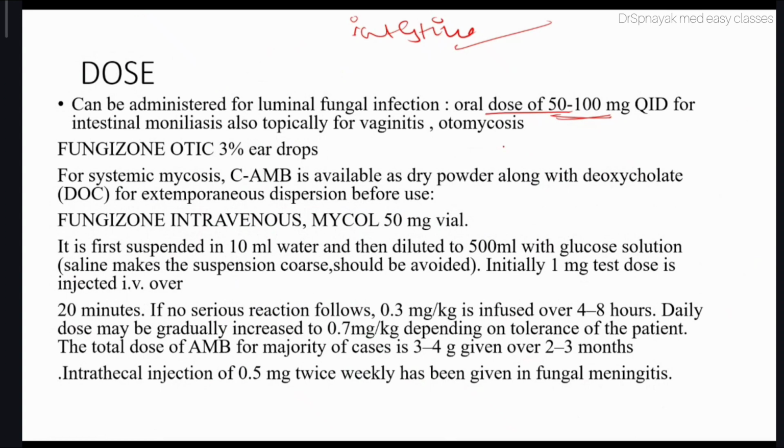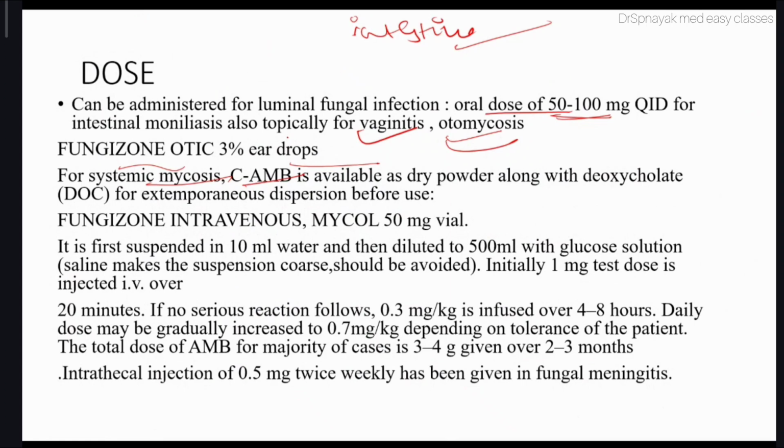Also, we use it topically. For the topical use, we have certain tubes which are used for vaginitis, and there are also ear drops available for ear infections. We have otomycosis, which is an ear infection, so we have Fungizone Otic 3% ear drops. So we have a topical preparation in which amphotericin B can also be used in ear drops.